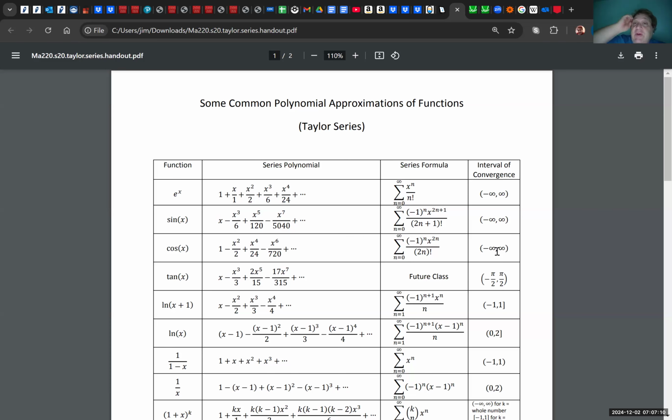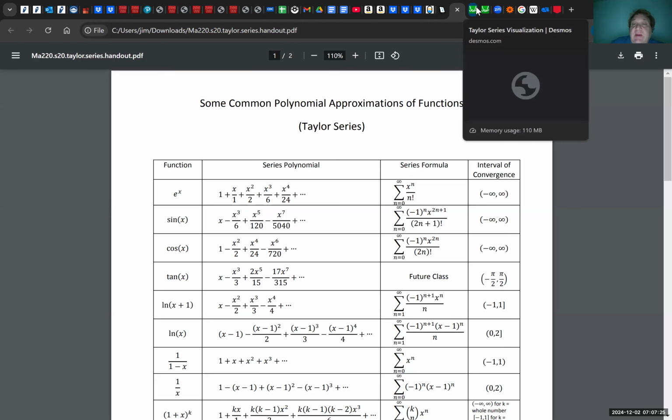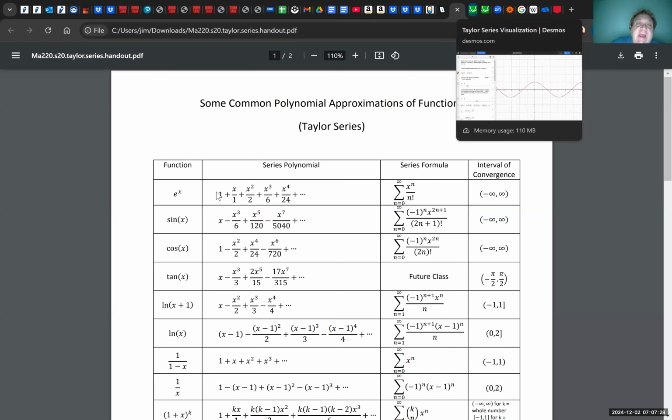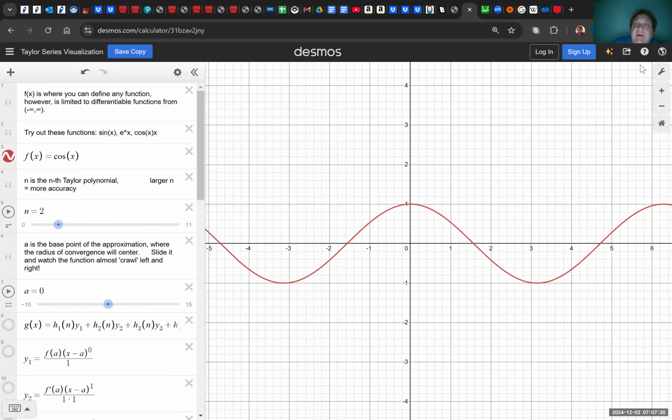So before I show you that, let me show you one more nifty little thing here about cosine. Remember, cosine is 1 minus x squared over 2 plus x to the fourth over 24 minus, and so on. It keeps going on and on forever. And this is centered at 0. So I'm going to talk about what centered at 0 means at this point. So here I have on Desmos a little app that shows you the cosine wave. This is cosine. And it's going to show you different Taylor polynomial approximations for it.